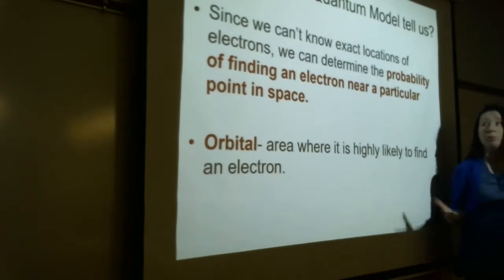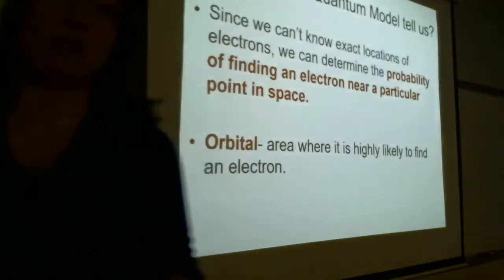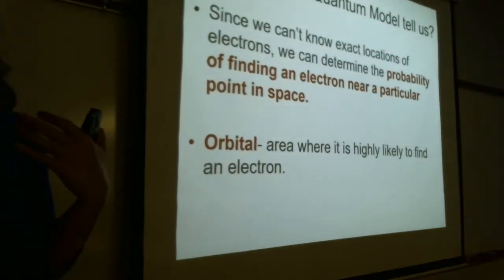Okay, and so electron position is only probable, right? We're saying it's most probable to find an electron here. Does this make sense? You're not going to know its exact position. Don't let that bother you. It doesn't bother me. If it doesn't bother me, it shouldn't bother you.